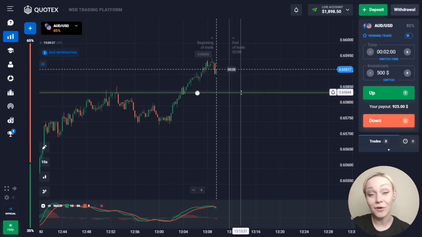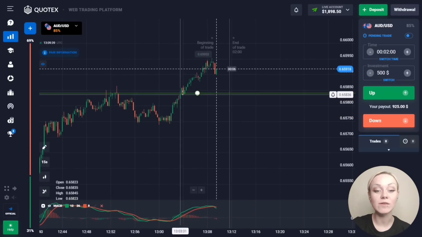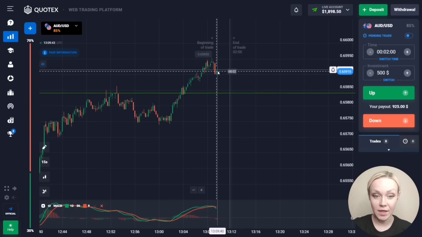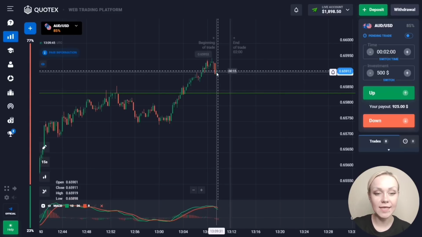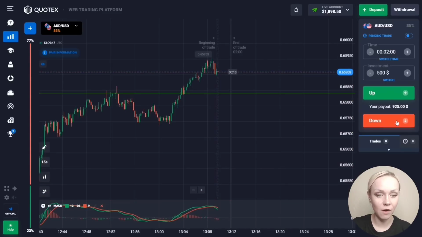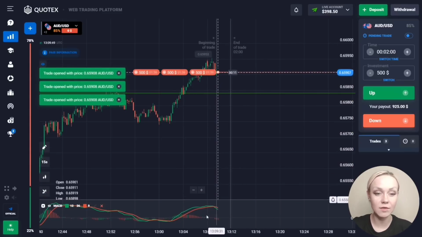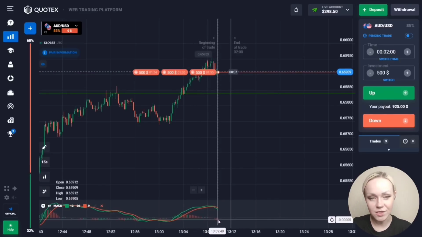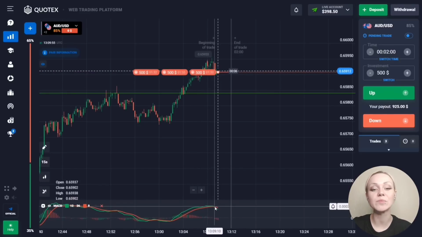Here we have the level of resistance. We see that this level was broken through and a reversal is taking place from a certain point. The price is moving down. In this case, I suggest opening a trade for a fall for 2 minutes. At the same time, we see that the red histogram is formed and there's a crossing of moving averages. It means that soon the price will move down.